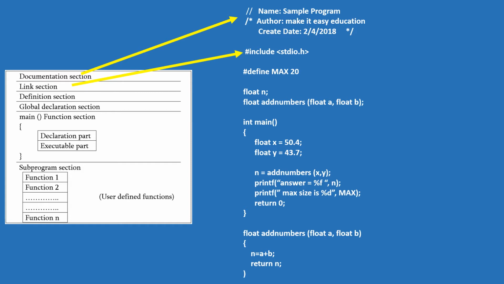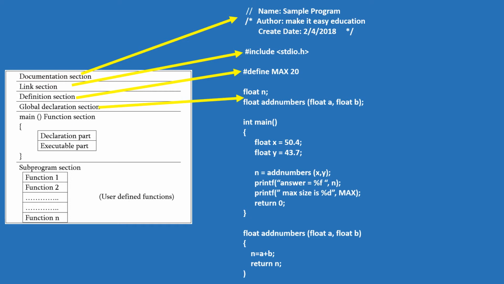Link section. The link section provides instructions to the compiler to link functions from the system library by using the #include directive. In this example, the standard input-output file is linked. Definitions section. The definitions section defines all symbolic constants by using the #define directive.